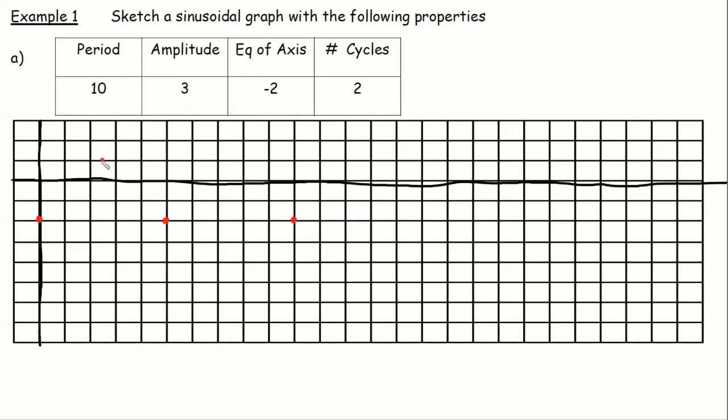So my maximum, my peak, is going to occur right here at an x value of 2.5 and a y value of 1. My next point is going to be my minimum point, which is going to occur at an x value of 7.5, and again it's going to be at a y value of -5. Okay. These 5 points represent one cycle of my graph. I'm going to repeat this pattern for my next cycle.